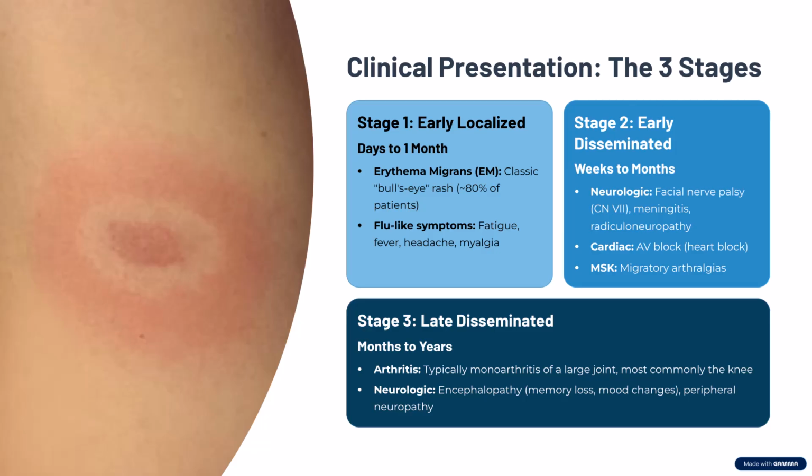Stage 3 is late disseminated disease. Months to even years later, the main manifestation is arthritis. The classic presentation is a swollen, painful knee, a large joint monoarthritis. Late neurologic symptoms can also occur, but late arthritis is the most common feature.